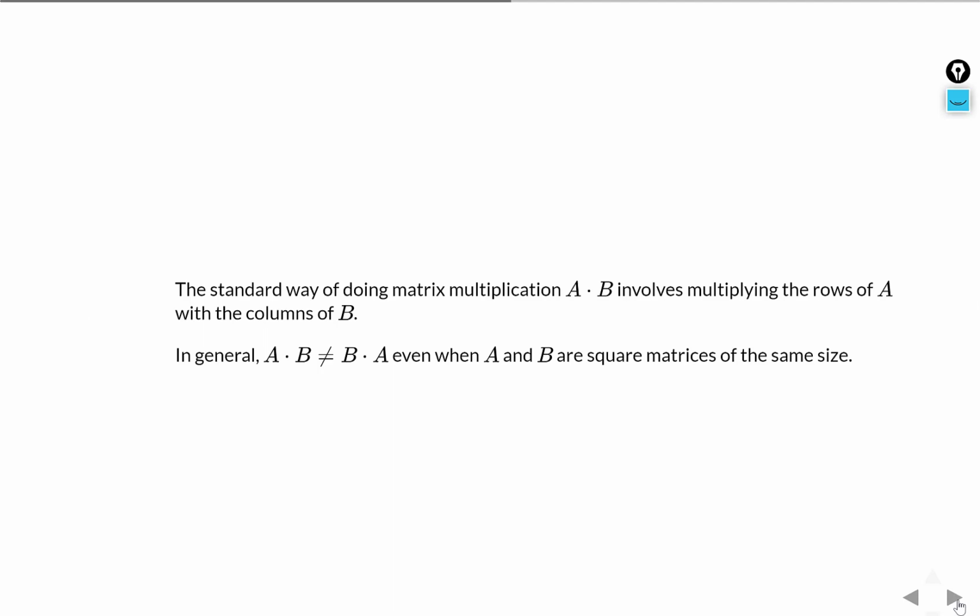So the standard way of multiplying matrices involves multiplying rows of A by columns of B. However, in general, A times B is not equal to B times A, even if A and B are square matrices. In the language of math, we say that matrix multiplication is non-commutative.